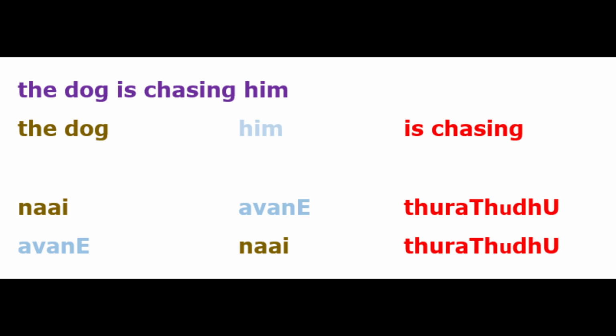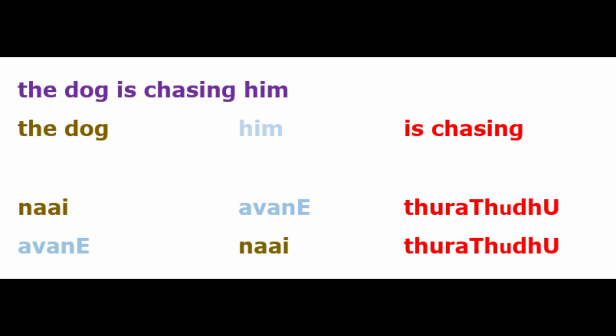Let us see a very simple phrase. The dog is chasing him. The dog, him, is chasing. That is one way of saying that in Tamil. நாய் அவனை துரத்துது. The dog, him, it is chasing. Or you can also say avana, that is him, the dog is chasing. So you have this flexibility in Tamil which you do not have in English. The dog is chasing him. That is what we say. We don't say him the dog is chasing or is chasing the dog him. Whereas in Tamil you can also say the third one, that is thorathadu Nai Avana.